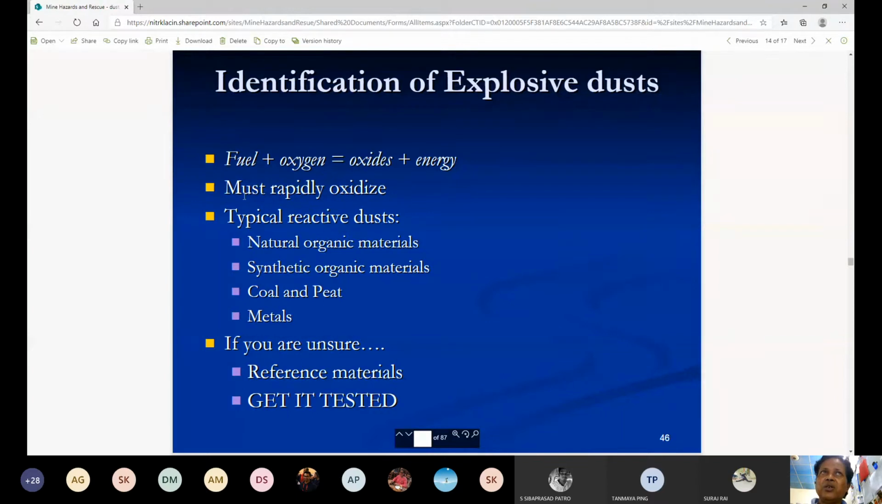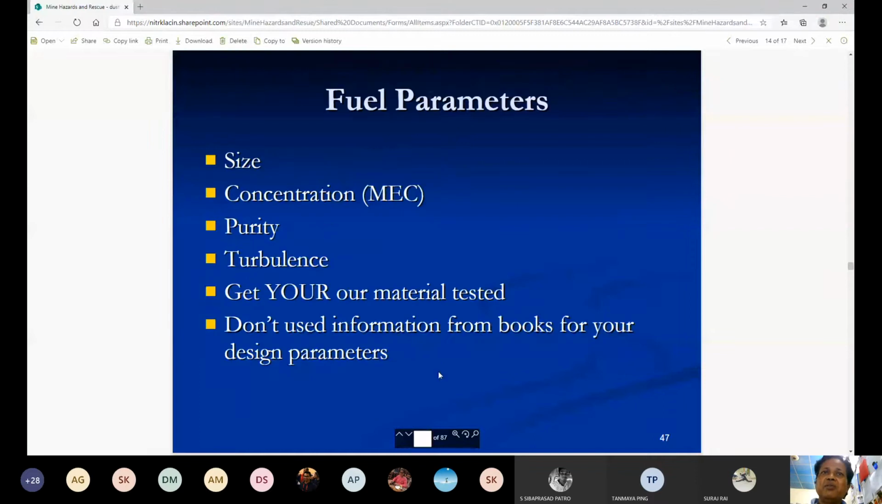Coal dust, when it comes in contact with oxygen, oxidizes very rapidly. So typical reactive dusts are coal and peat, natural organic materials, and metals. And if you are not sure about the coal dust material, then you should get it tested in the laboratory. So these are the dust parameters.